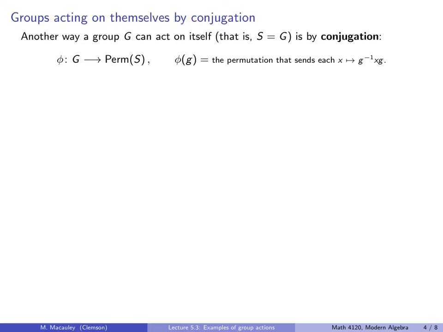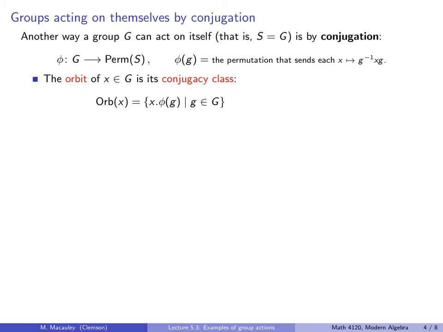Our second example is of groups acting on themselves by conjugation. So as before, our set S is just G itself, and so we have a homomorphism from G into the permutations of S, but it's defined a little bit differently. So phi of G, meaning what happens when we press the G button, is the permutation that sends x, not to xg as before, but to g inverse xg. So the only difference is that we have this g inverse on the left right here.